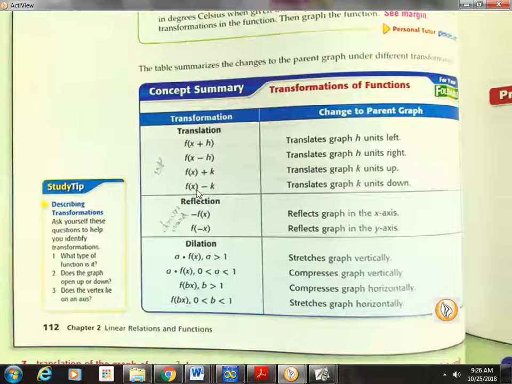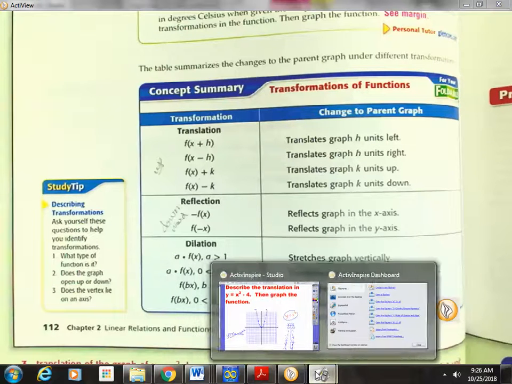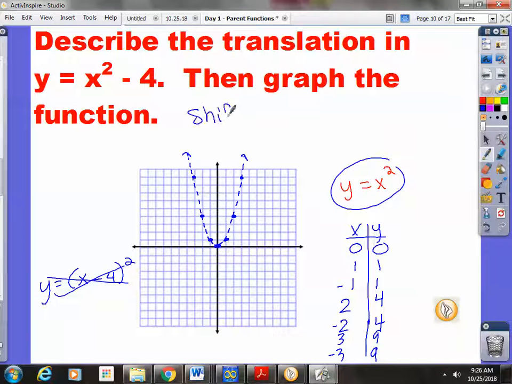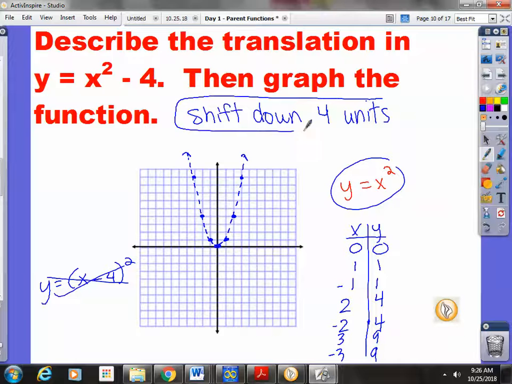Right here, you agree the bottom one? It's going to translate it k units down. How far down are we going to go? 4 units down. Okay, so shifting down 4 units. Please take all of those points on your parent function and move them down 4 spaces. Do you have a pencil? Once you've shifted them all down 4, please draw in a solid curve.